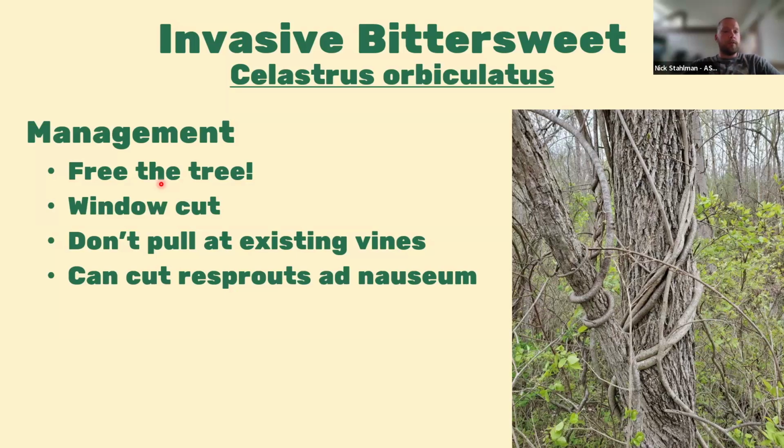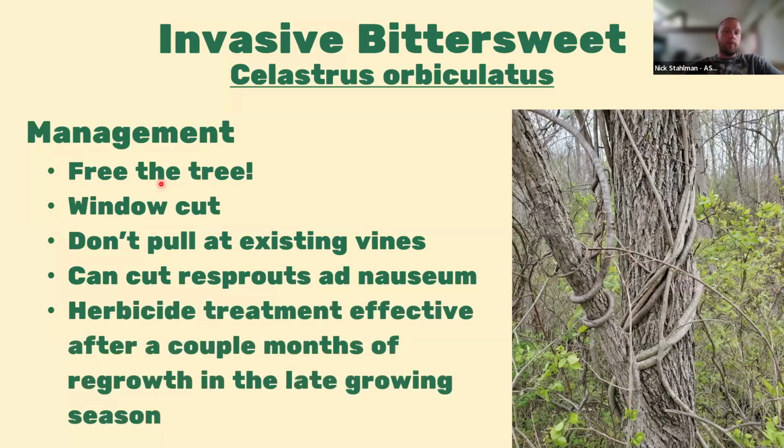Eventually, the root system will give out, but you have to keep up on it. You can also use an herbicide treatment, and essentially you do the same thing, the window cut, and what we need is to have the herbicide be delivered down to the root system, which means a foliar spray where you're spraying it on the leaves is very effective for that. However, the foliage for this vine is way up high. We don't want to spray that high up.